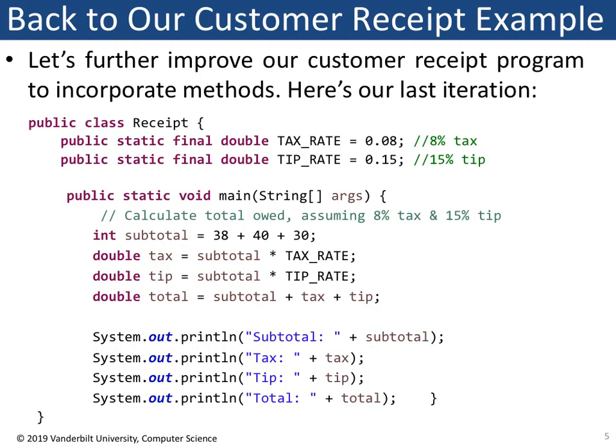So let's go back to our customer receipt program that we used from the last lecture. We left it in a good place. We're using class constants to store our tax rate and tip rate. Notice that class constants, again, are all caps separated by underscore for multi-word class constants. And the declaration is public static final, followed by the type, the name, and then the assignment of the value.